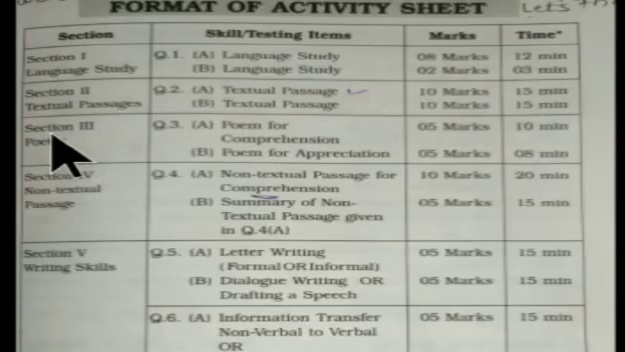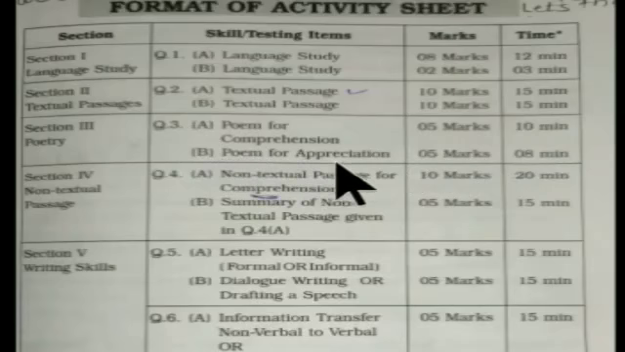See the third section, section number 3, the poetry section. Question number 3A, poem for comprehension. This question has 3 sub questions. This question is for 5 marks. The marking system of the 3 questions is 2, 2, 1 and you have to attempt this question in 10 minutes.